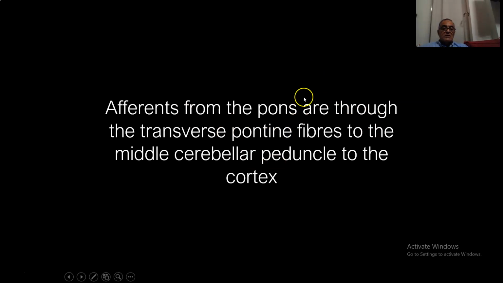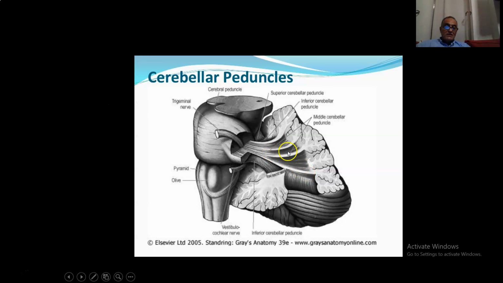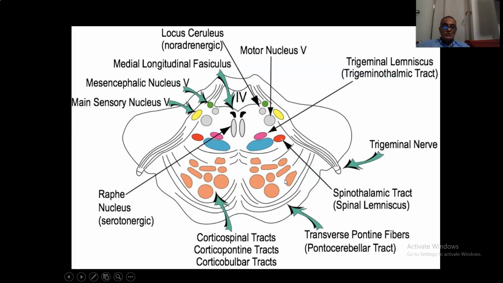Afferents from the pons, the middle cerebellar peduncle, what we call the brachium pontis, are through the transverse pontine fibers to the middle cerebellar peduncle to the cortex. Why? As you see here, we have the pons, we have the anterior pons, we have the pontine nuclei and the transverse pontine fibers. As you will see now, the transverse pontine fibers form the middle cerebellar peduncle, which goes to the cerebellar cortex and, the golden rule, as we said, relays with the Purkinje cells, then the Purkinje cells send axons to the dentate nucleus to continue the circuit.